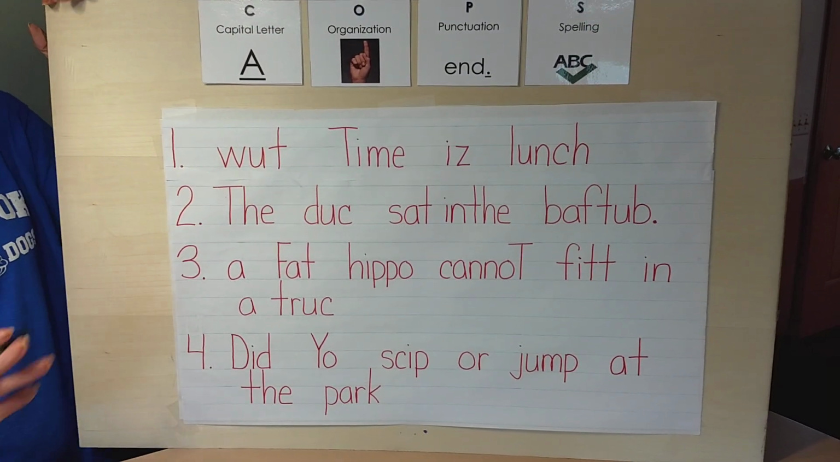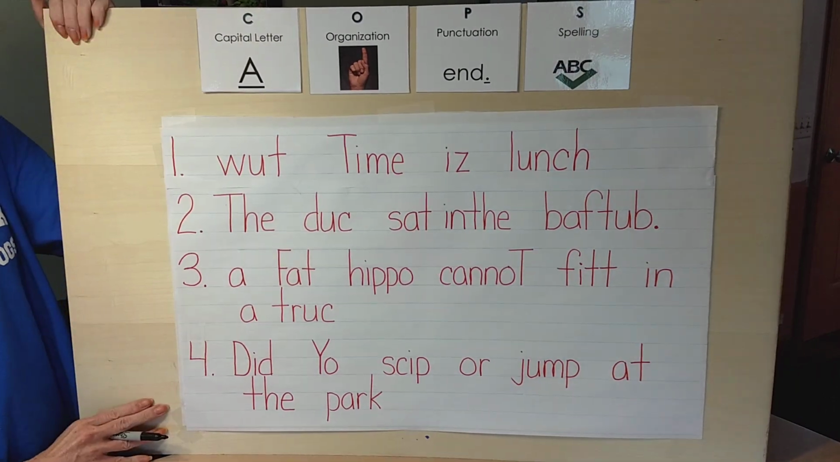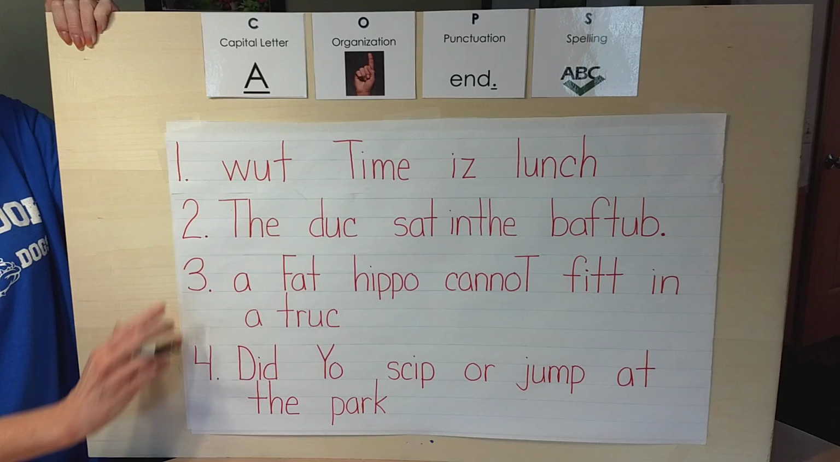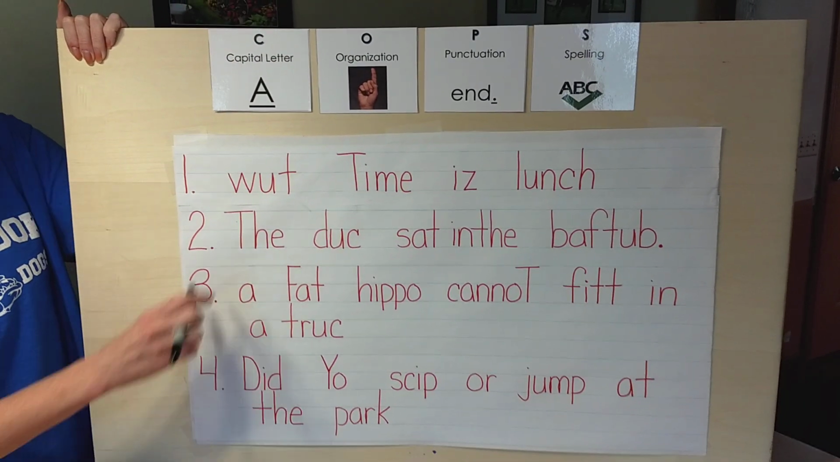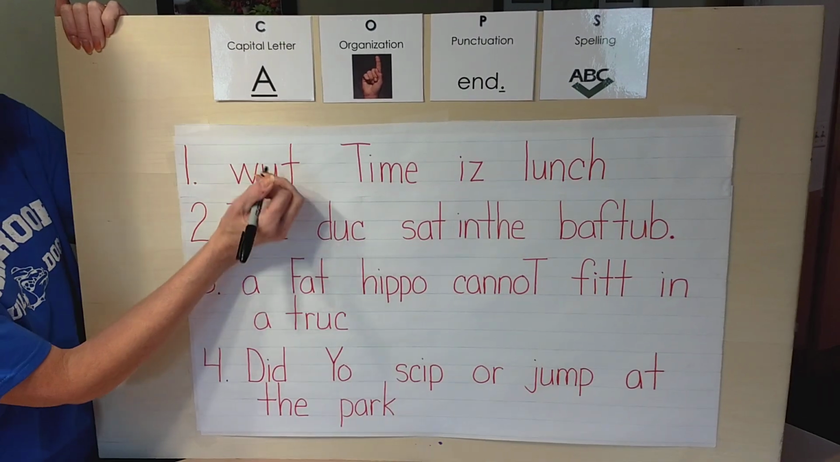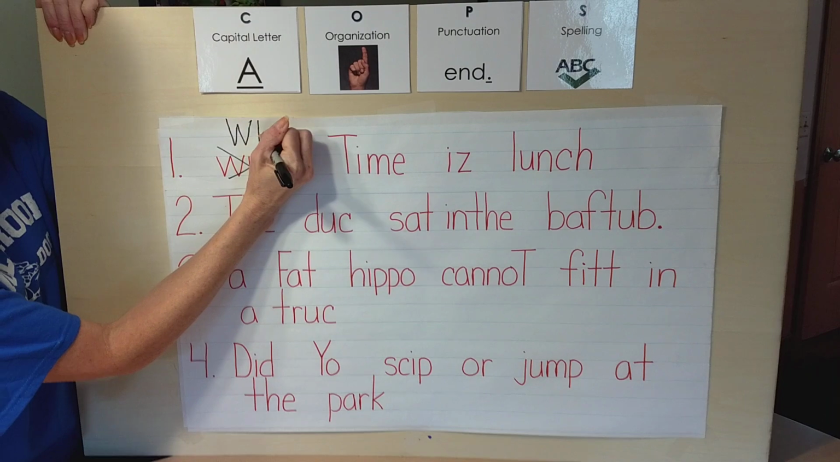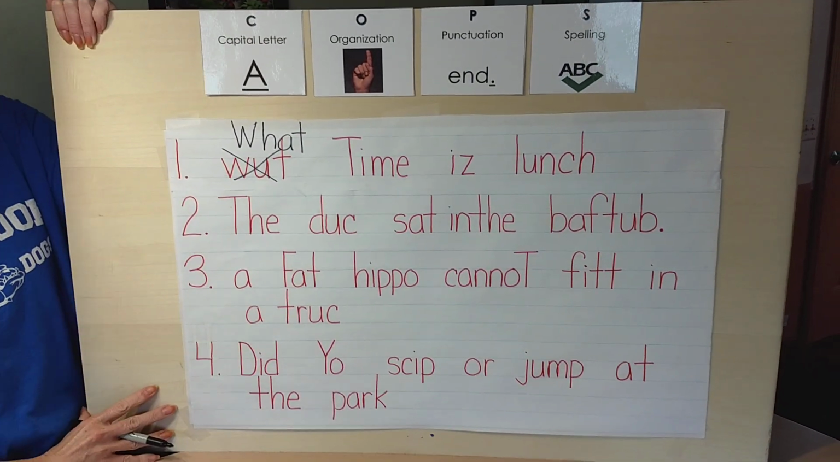Okay, we are back. Let's look at sentence number 1. What time is lunch? I see some big mistakes with that first word. That does not say what. What's a really tricky sight word for first graders, and it's spelled W-H-A-T. We also need a capital letter with this word, so I'm just going to cross the whole word out and write it up here, W-H-A-T. What? All right, let's keep going.